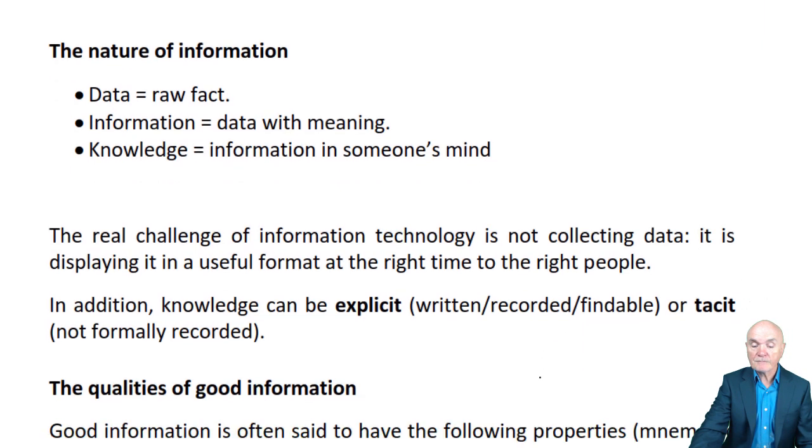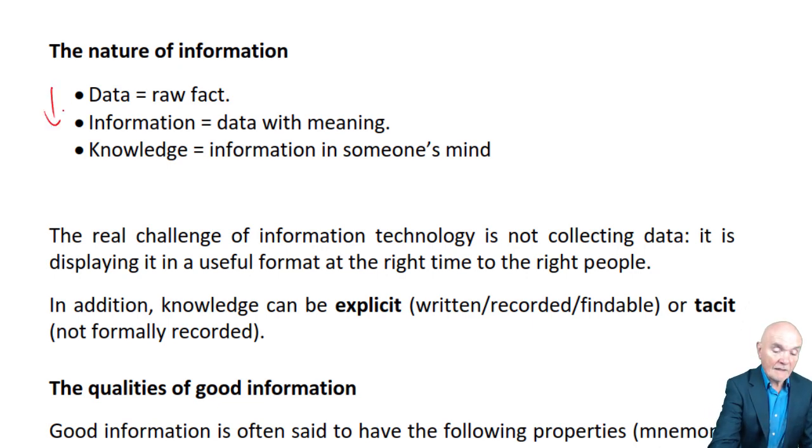The nature of information. Well, we just need to know that data is raw fact. So I could have data which shows the height of everybody living in the city I live in. So there's about, let's say, 1 million people in the city. It could show everyone's height. That could be extremely accurate, but it's of no use to me. It's not very informative. Data really becomes useful when it's changed into information, and information is really data with meaning.